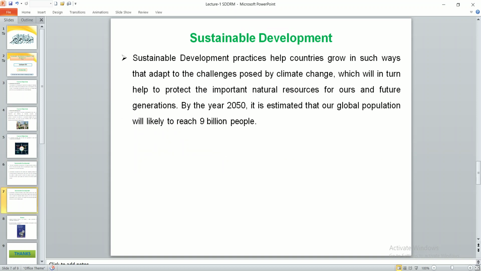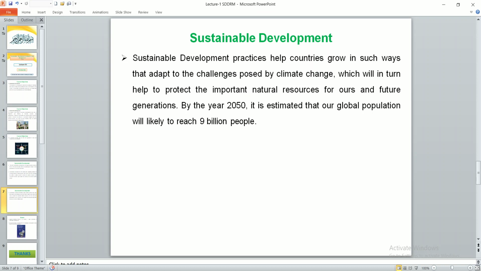So sustainable development practices help countries and communities to grow in such a way that they adapt to the challenges posed by climate change, which in turn helps to protect the important natural resources. So sustainable development helps us face the challenges so that we can use the resources in such a way to address climate change, which will in turn help to protect the important natural resources for ours and also for the coming future generations.